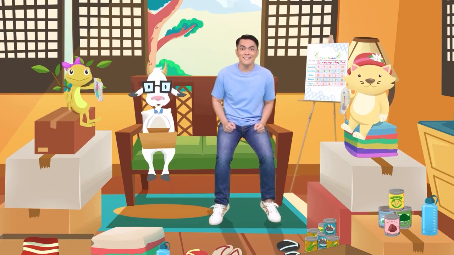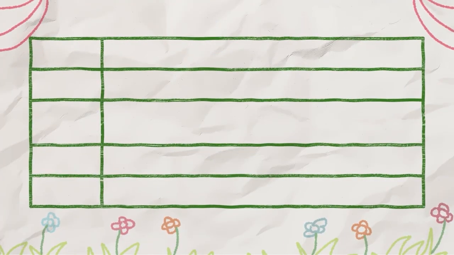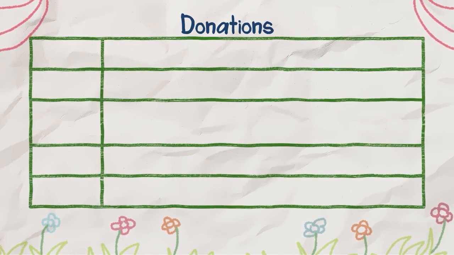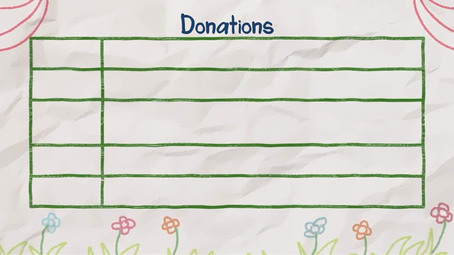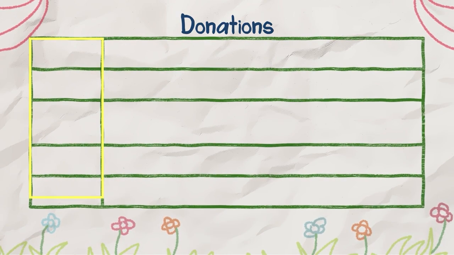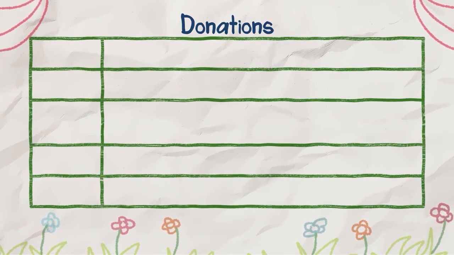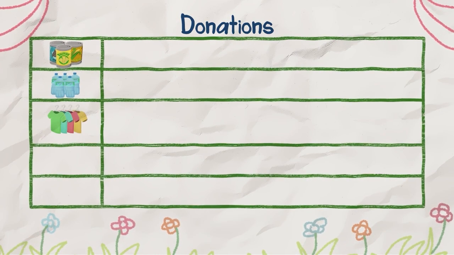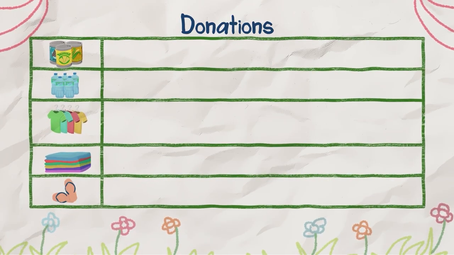That's great! Come on! Let's make a pictograph of the things we donated. Let's call this pictograph Donations. We should put the items that we donated on this side. We donated canned goods, bottled water, clothes, blankets, and slippers.